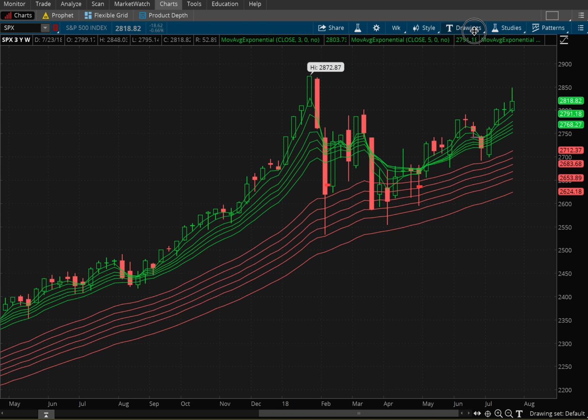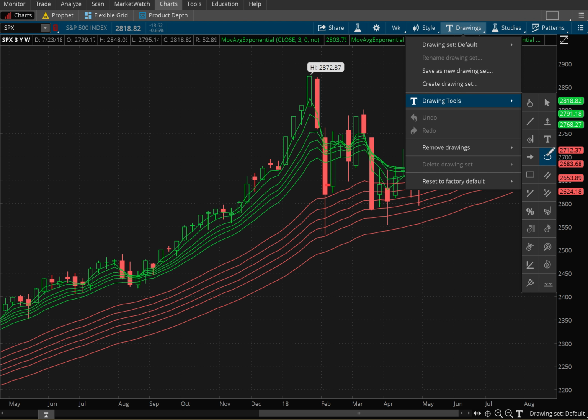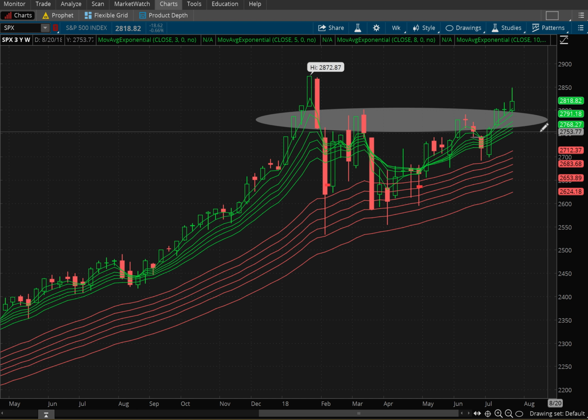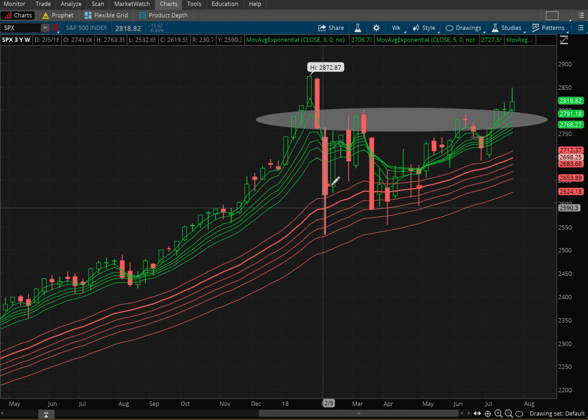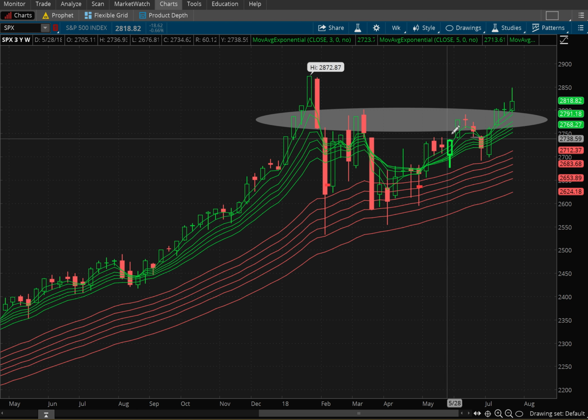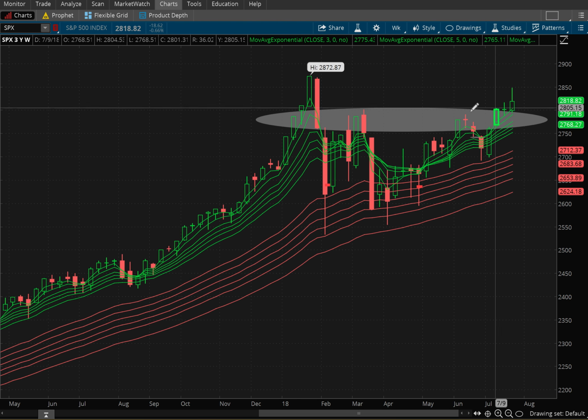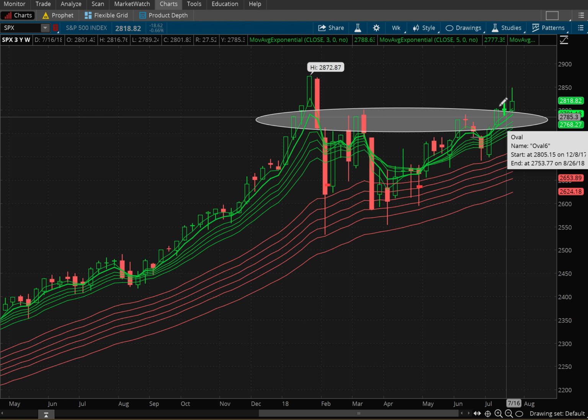But in the big scheme of things, there was this level which was giving some issues. Every now and then it popped up, came down, popped up, came down. This is a region where they were having a lot of issues previously in terms of getting up, but now we have firmly closed above it. So as long as we are above these moving averages and above this region, you want to trade long.